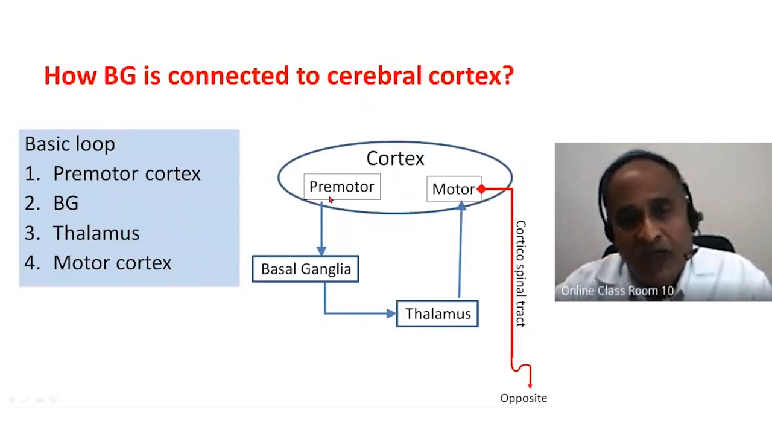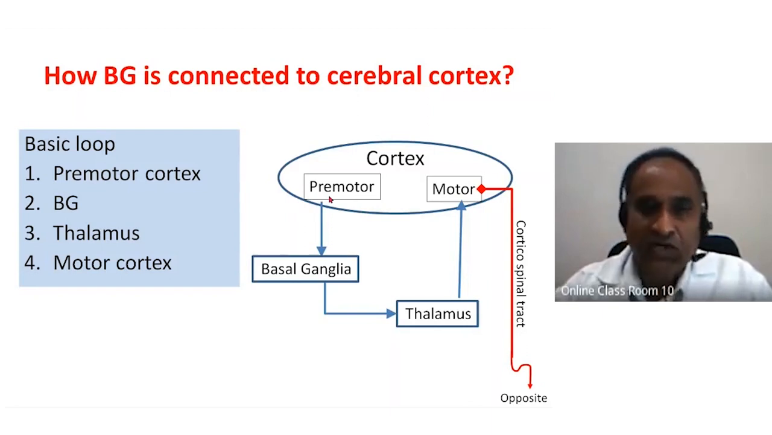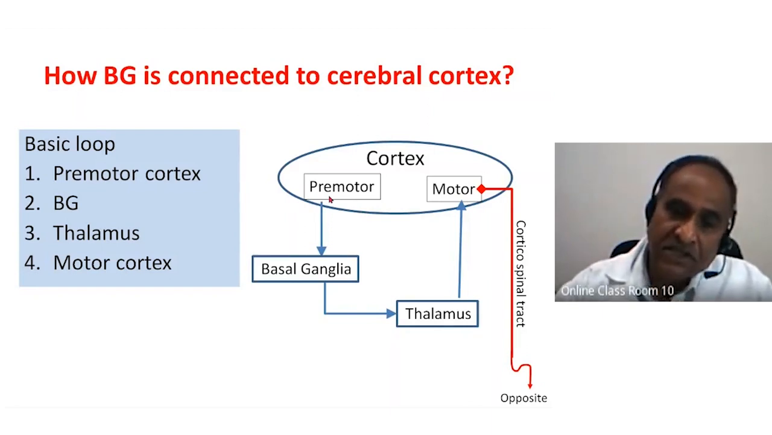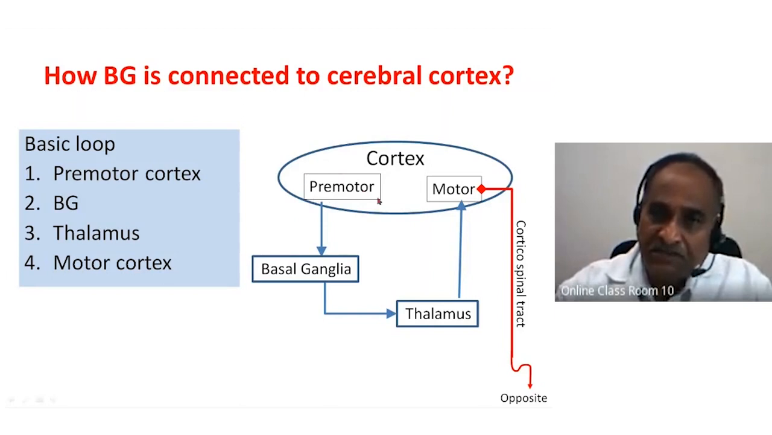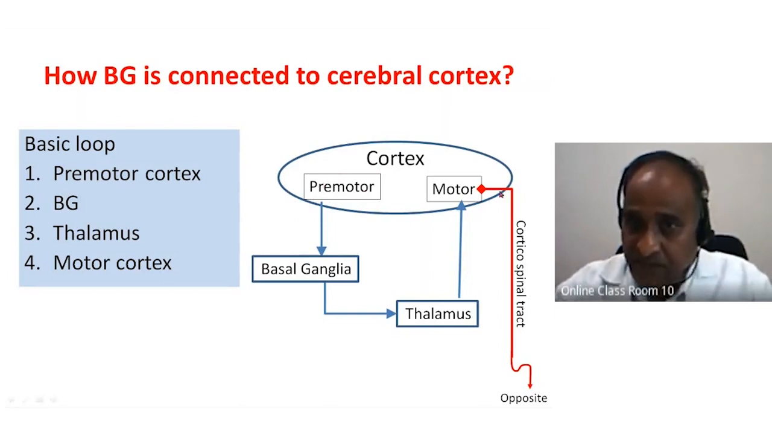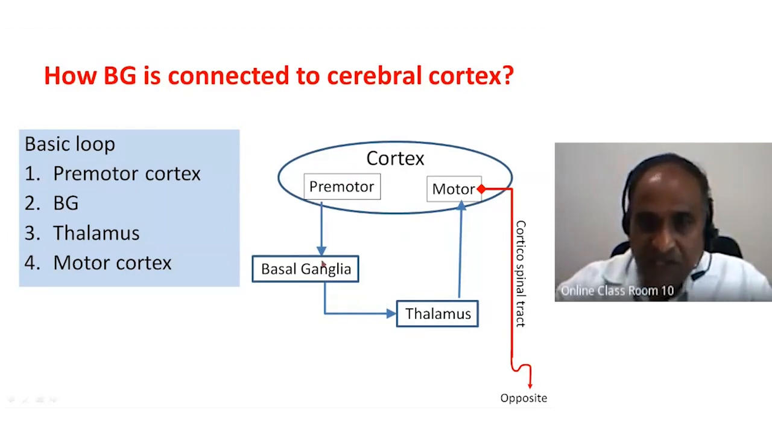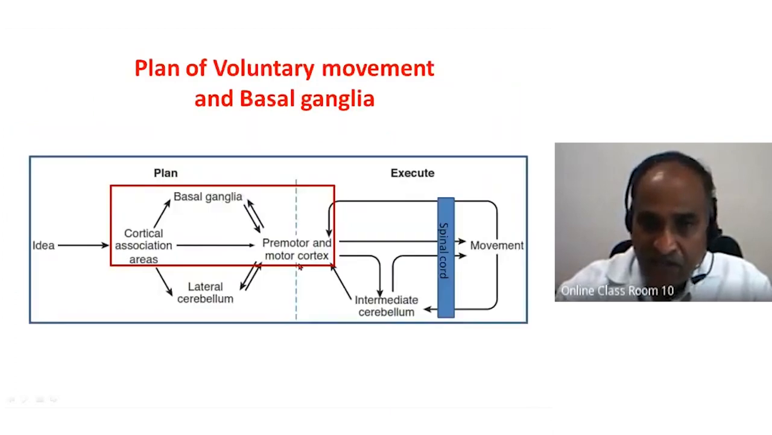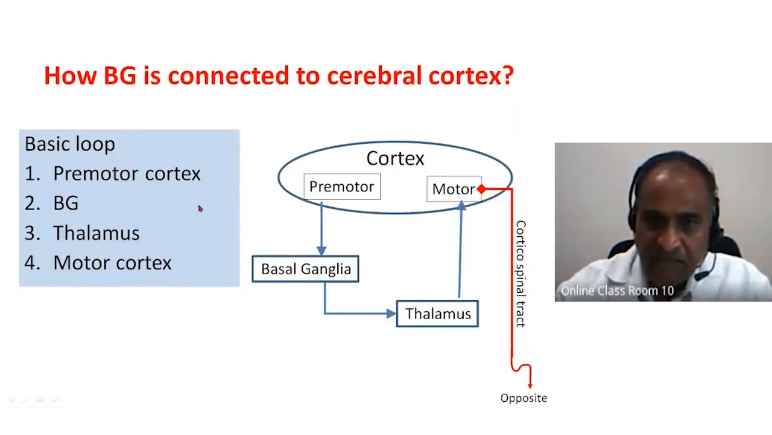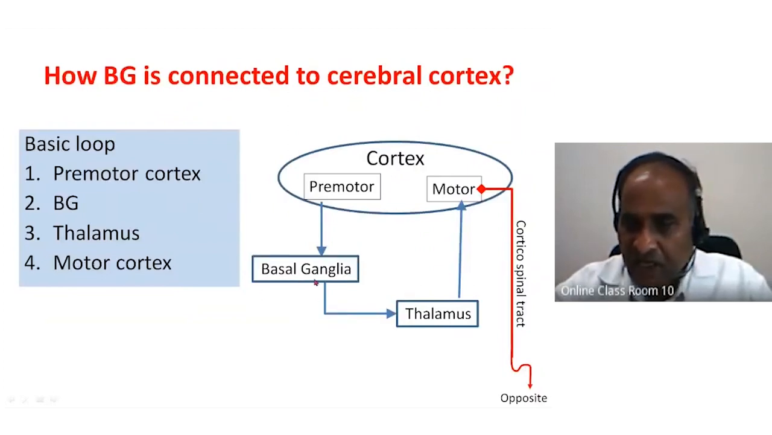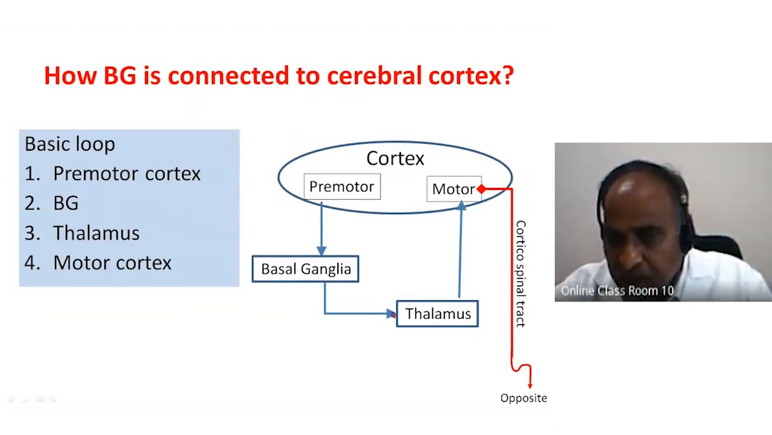Now, normally, the basal ganglia is connected in series with the premotor cortex and the motor cortex. This is the entire cerebral cortex I'm trying to show here. The premotor cortex, then the information comes to the basal ganglia. From the basal ganglia, information reaches the motor cortex through the thalamus.